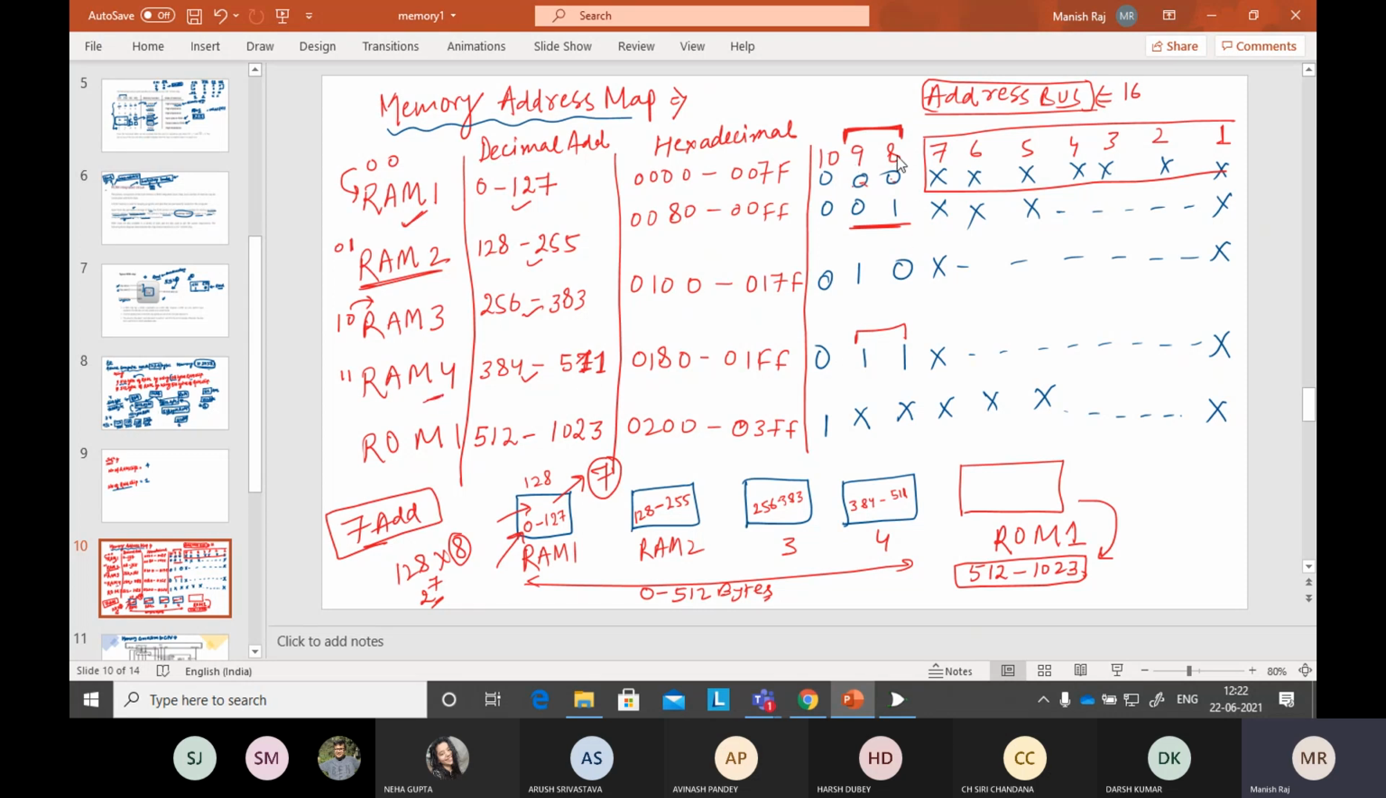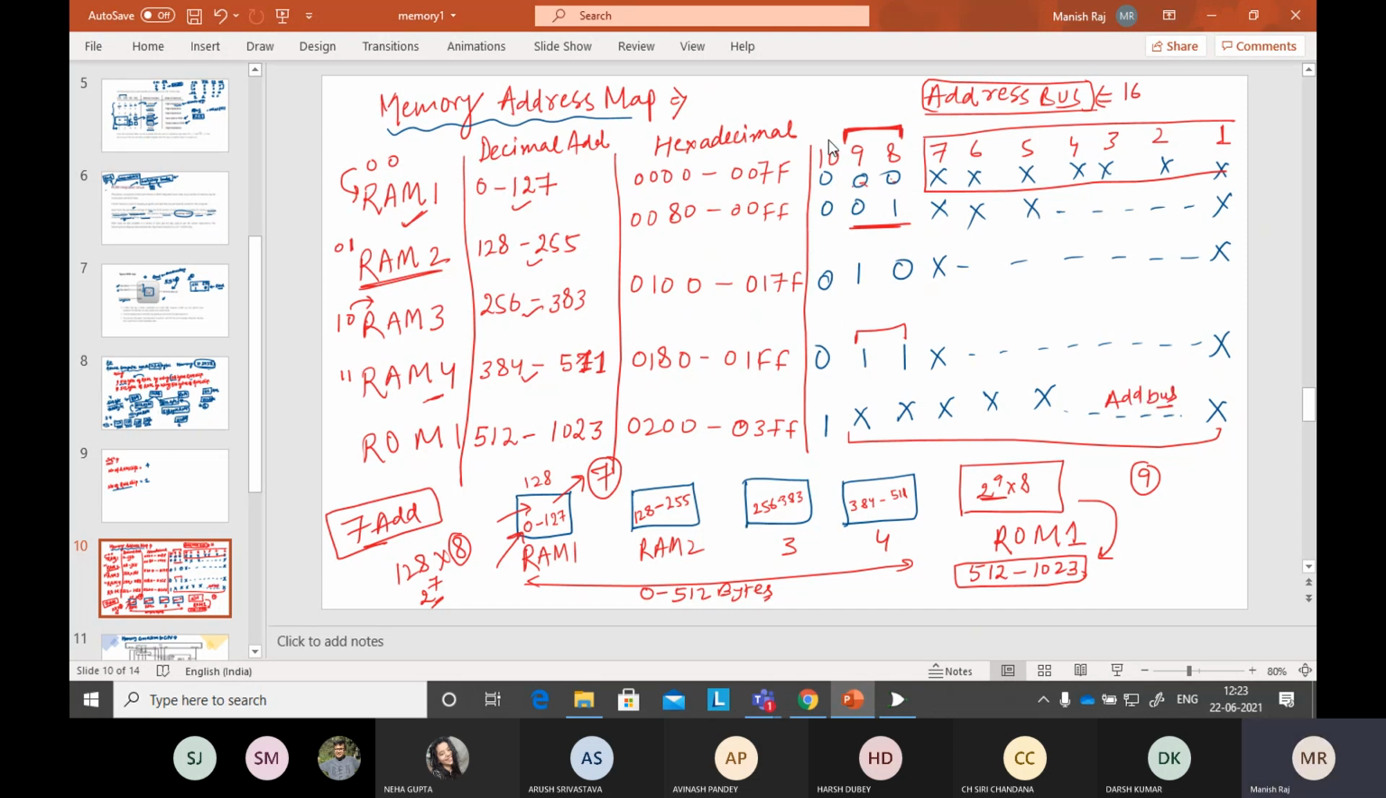So by these two bits you can select the RAM, and there are 9 bits because the size of this is 2 to the power 9 into 8. So 2 to the power 9 means 9 bits are needed for the address. Up to 9 bits, I am putting some crosses here. So these are the address buses.